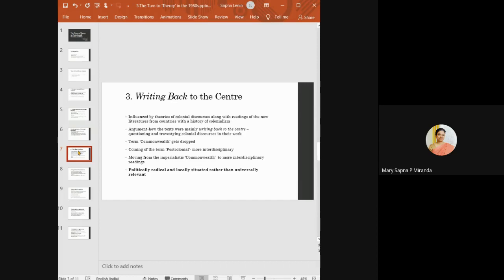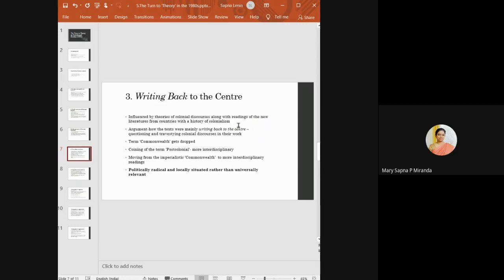Now, the third instance is called writing back to the center. What is writing back? This is again influenced by the theories of colonial discourses, and when you're talking about writing back, you are mainly dealing with the literatures from countries with a history of colonialism. So you're looking at the new literatures. Writing back to the center could be seen as one of the latest ways of looking at the colonial experience. New literatures from all these ex-colonies are looked at, and you're trying to understand the language. And then the argument is how these literary texts are mainly writing back to the center.